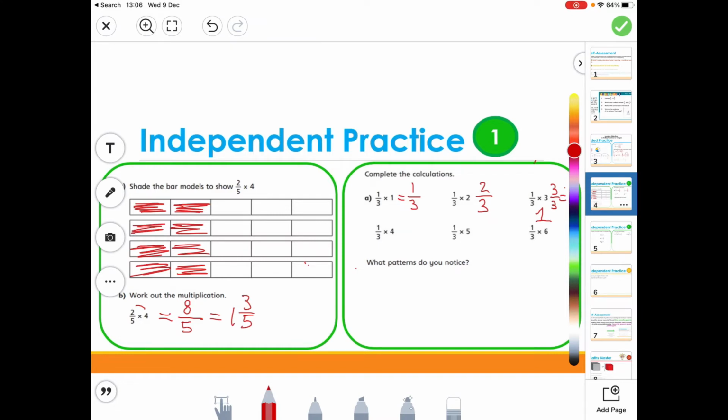Okay, 1/3 times 4. Well, 1 times 4 is 4. The denominator stays the same, and that's the same as 1 and 1/3. 1/3 times 5 equals 5/3, which is the same as 1 and 2/3. And you might start to notice a pattern. 1/3 times 6 is going to be 6/3, which is the same as 2 wholes. And what pattern do you notice? That it goes up by 1/3 each time.